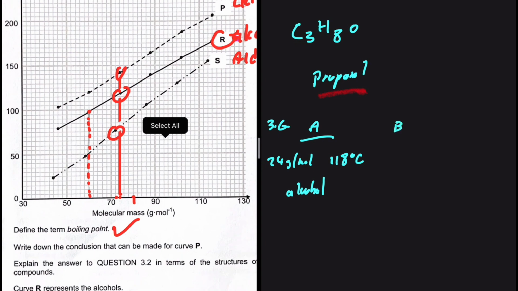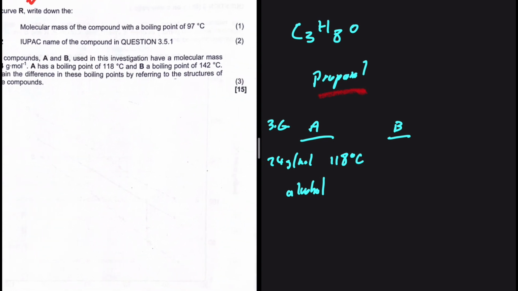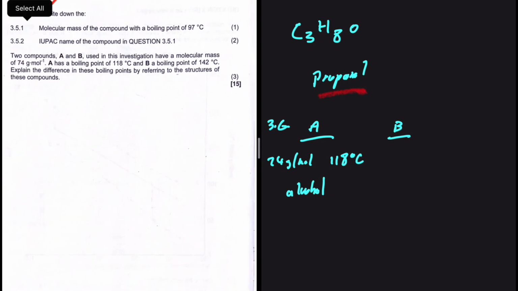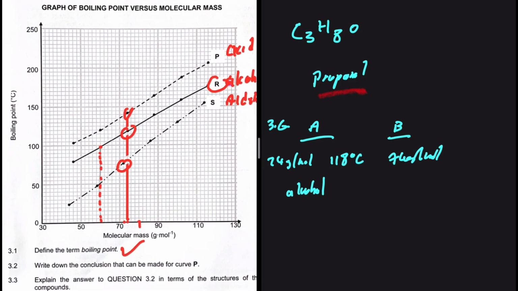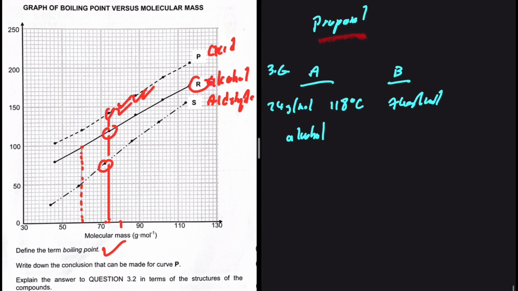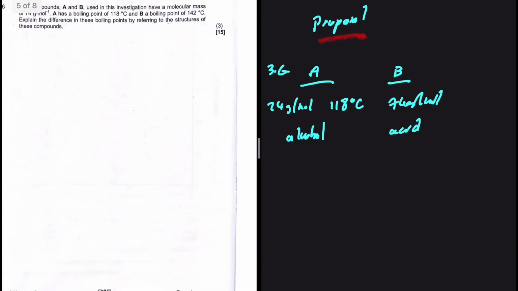Let's take a look at B. What is the data I have for B? B also has a molecular mass of 74 grams per mole and a boiling point of 142 degrees. Okay, so 142, we can clearly see that it is this one that we have up here, which is our acid. So B is the acid. So what does the question say? The question is up here.